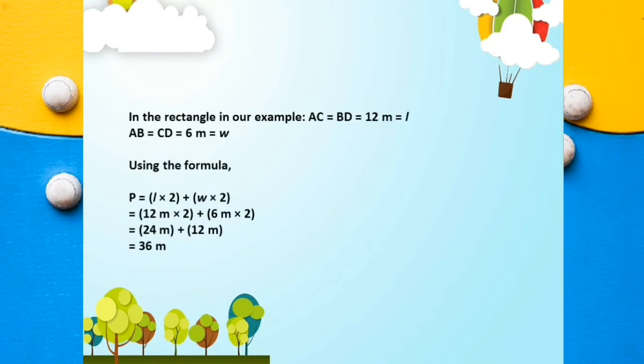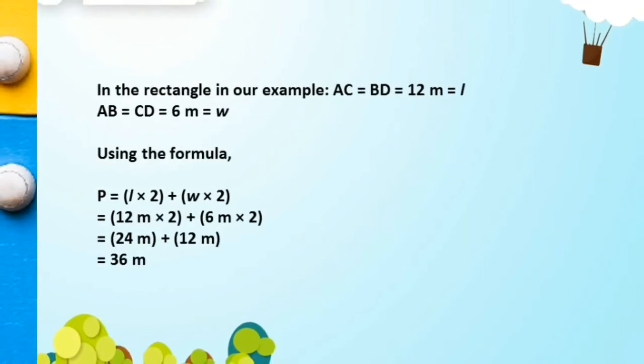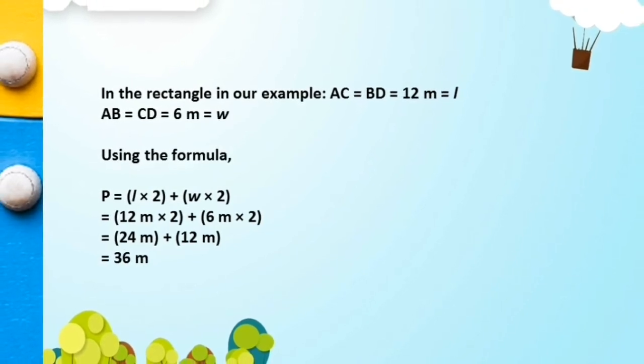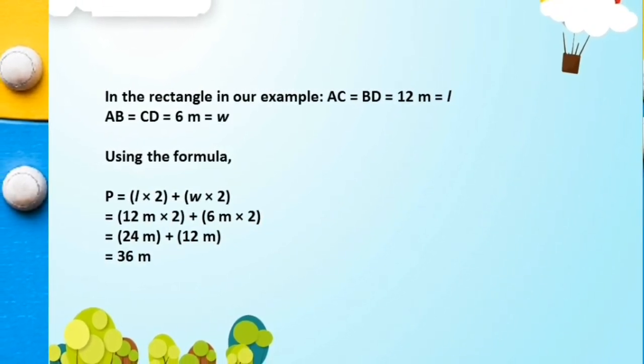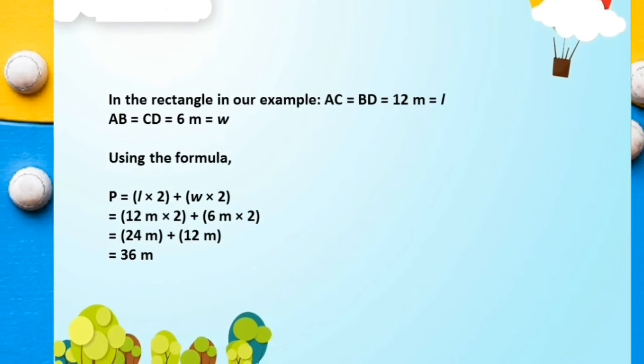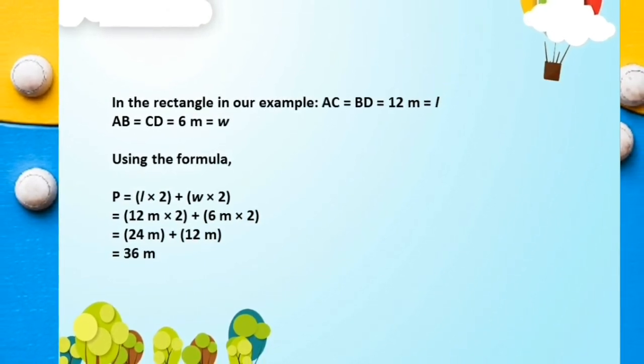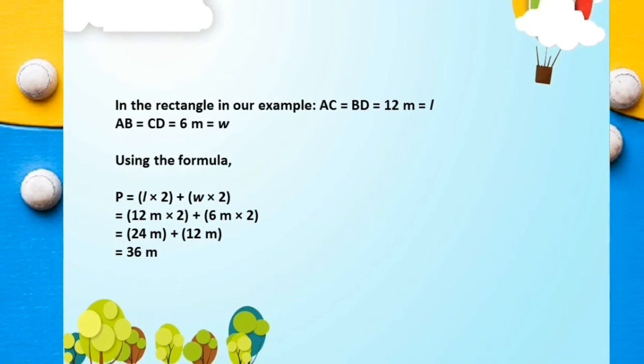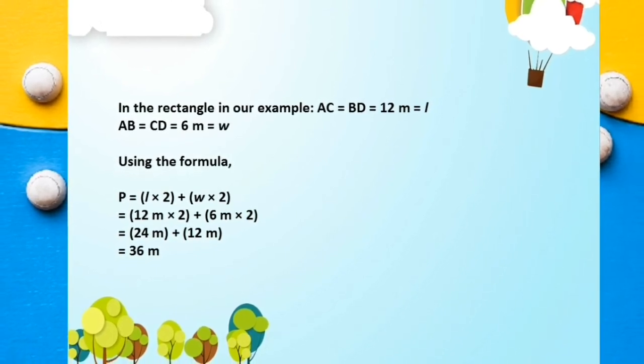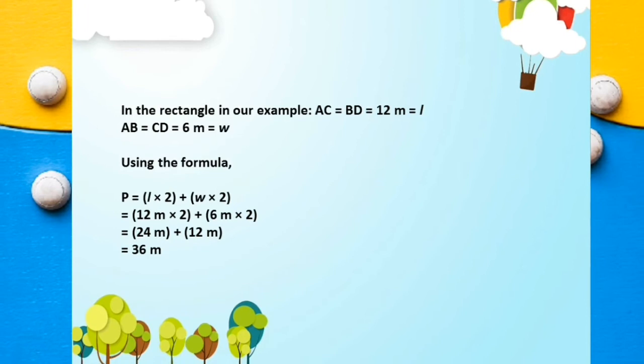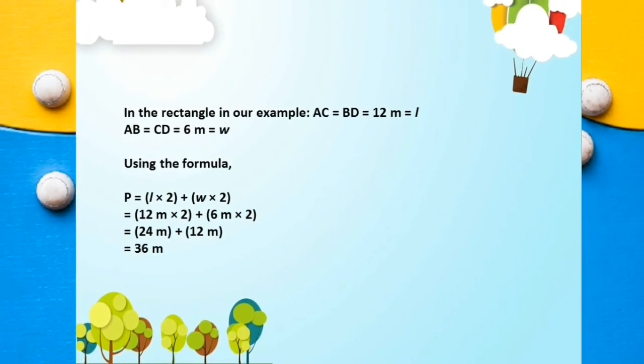In our example, AC is equal to BD is equal to 12 meters, which is L. AB is equal to CD is equal to 6 meters, which is W. Using the formula, just simply substitute. We have P is equal to quantity L times 2 plus quantity W times 2. So, L is 12 meters times 2 plus 6 meters times 2, the width, and 24 meters plus 12 meters is equal to 36 meters.